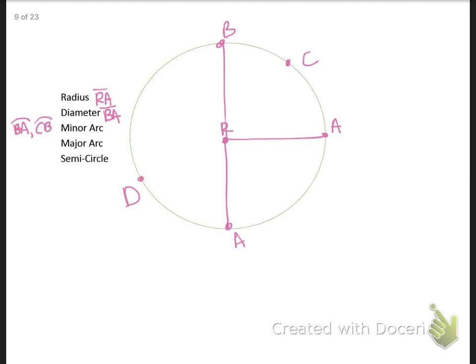Okay, major arc is bigger than half your circle. So I could say BCD, or I could say, I have 2 A's, let's make this a T. I could say BTD. Okay, semicircle is half your circle, so I could say BCT, or I could say BAT, and remember those have arcs on the top of them.